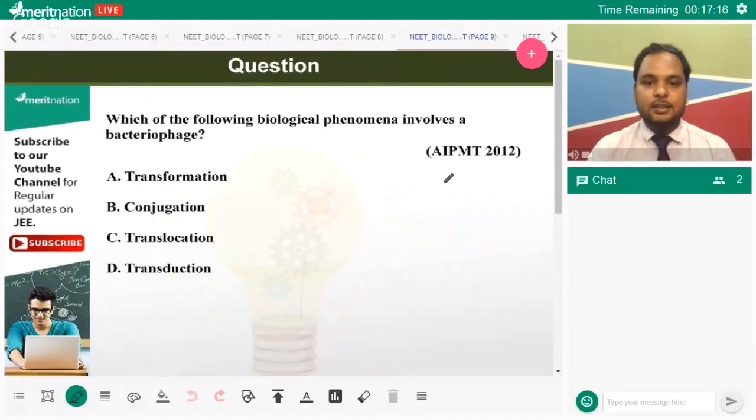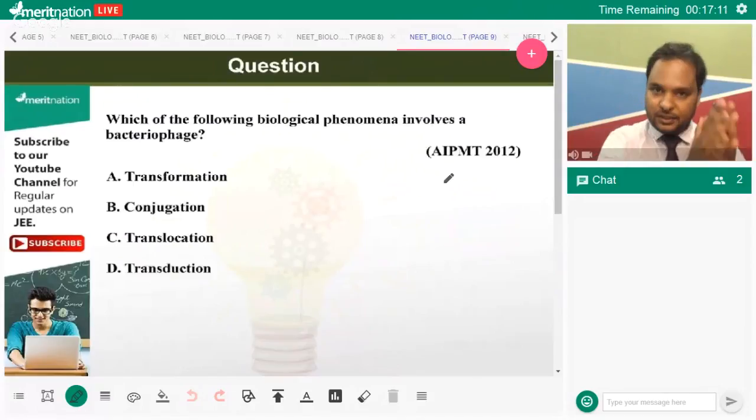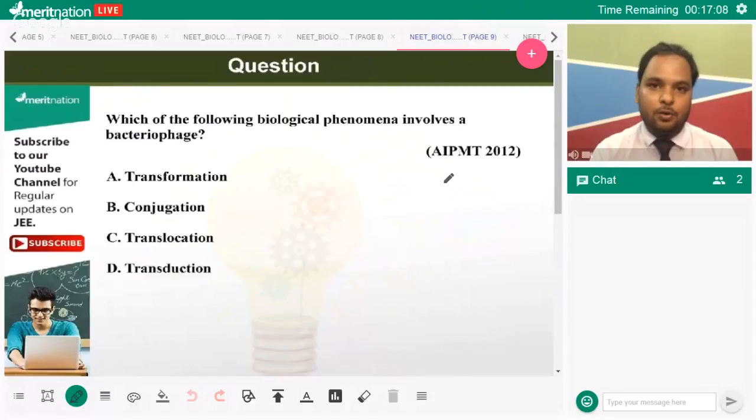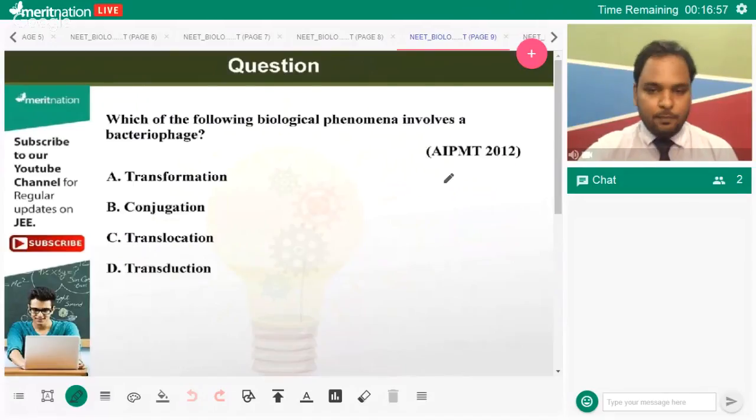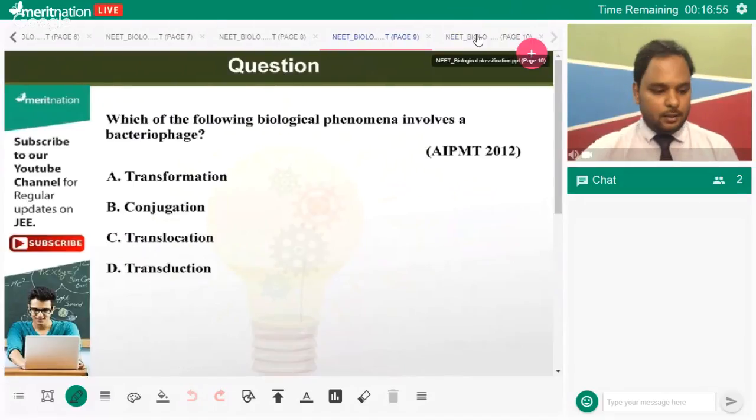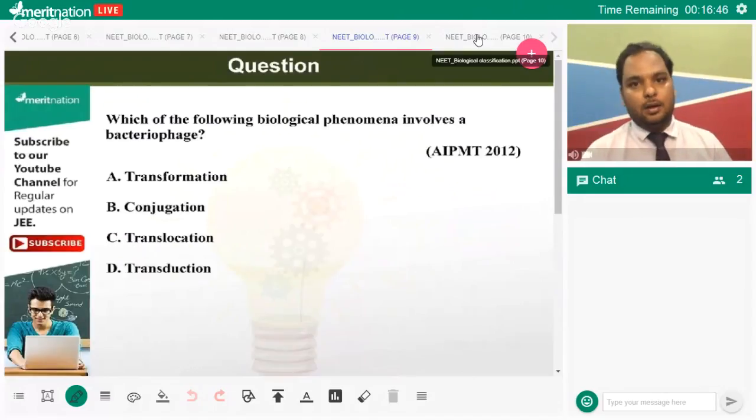So this question is about the bacteriophage, and you should have knowledge of virus structure in the form of the capsid. I have gone through the question, and also the different types of sexual reproduction of bacteria, where one type involves a virus, that is transduction. Right, everyone? I hope you have understood this session with respect to biological classification, Monera and viruses.